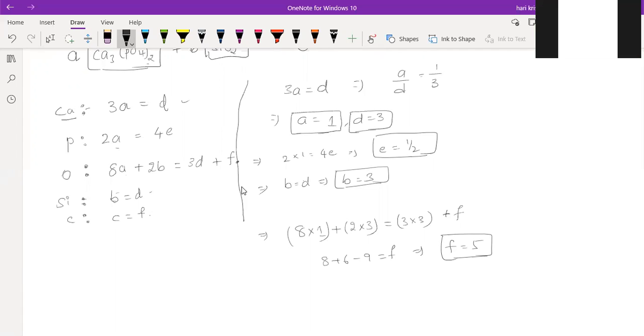If F is 5, then what about the C value? 5. Yes, sir, 5. C is also equal to 5.